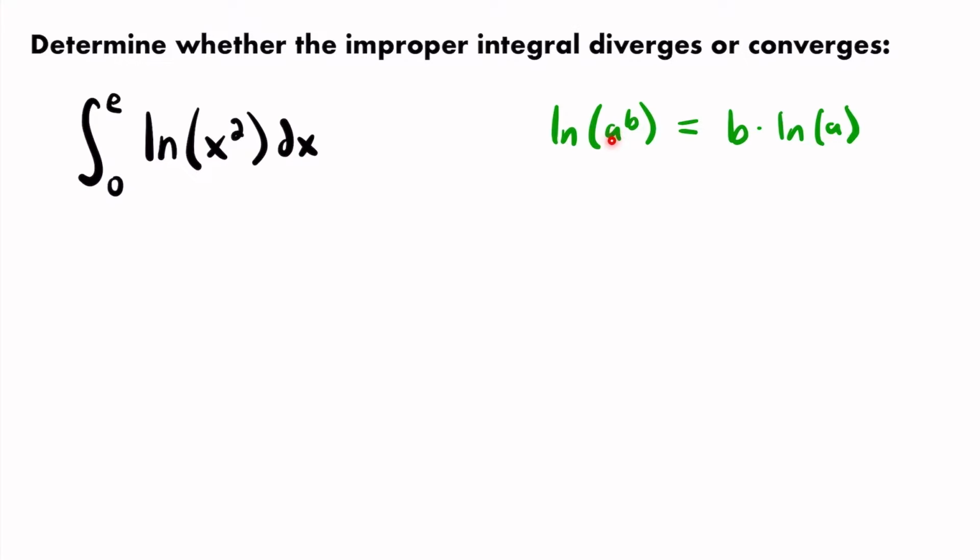If you have some value raised to a power within the natural log function, you can take that power and multiply it by the natural log of the base, the natural log of a. All right, so we could take this power of 2, multiply it by the natural log, and just have 2 times the natural log of x. All right, that's going to make this integral a little bit easier to work with, in my opinion.